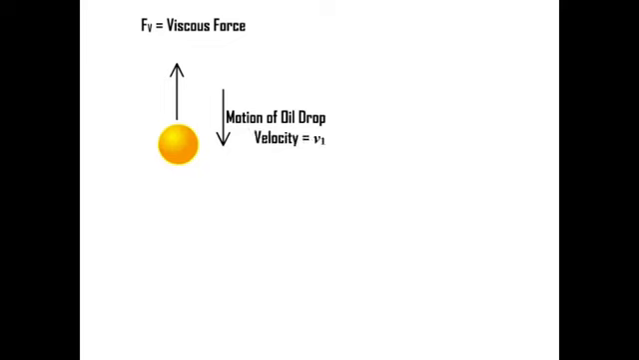Let this velocity be v1. v1 can be known by recording the time required for an oil drop to fall a certain distance with a constant velocity. Let us see what forces act on the oil drop. While calculating the gravitational force, we have to take into consideration the buoyant force.